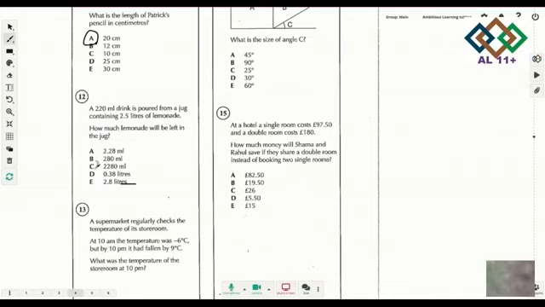12 was C. So number 13, they are saying a supermarket regularly checks the temperature of its storeroom. At 10 a.m., the temperature was -6 degrees centigrade. By 10 p.m., it had fallen by 9 degrees. So you need to calculate what it is. That's an easy one. You just need to count 9 down from -6 degrees. You get to -15 degrees. That's your answer for this one.